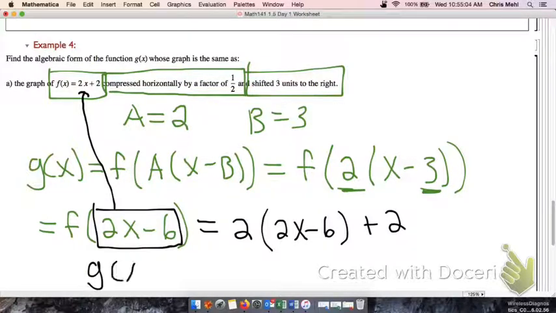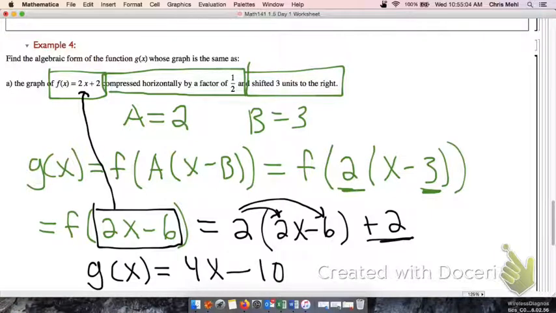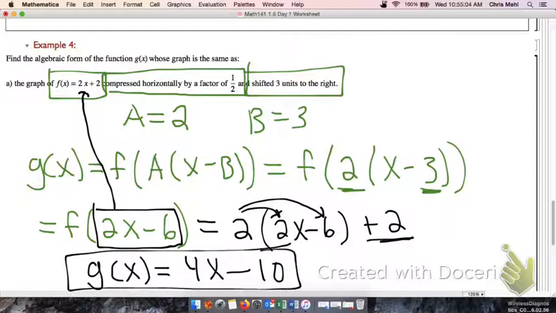And then when I simplify that, you distribute through, and you're going to get 4x. If I distribute that 2 to the negative 6, I'm going to get minus 12, but then I'm going to be adding 2. Minus 12 plus 2 is minus 10. Okay, so there is the algebraic form of the function g, obtained from the graph of f by compressing horizontally by a factor of 1/2 and shifting 3 units to the right.